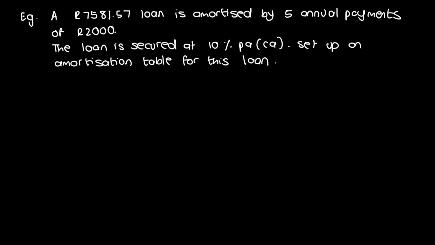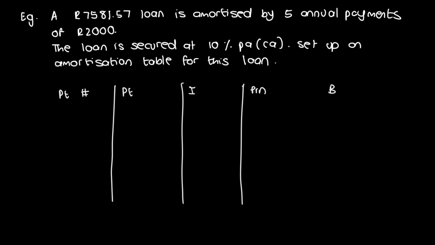So remember, our amortization table starts off with the payment number, then it's the payment, then it's the interest that is paid with that payment, then it's the principal reduction that is paid with that payment, and then it's the outstanding balance at that moment in time. So let's just write down all our columns here.